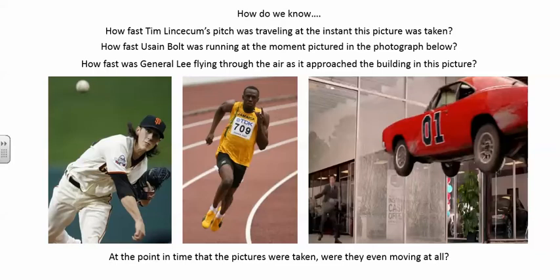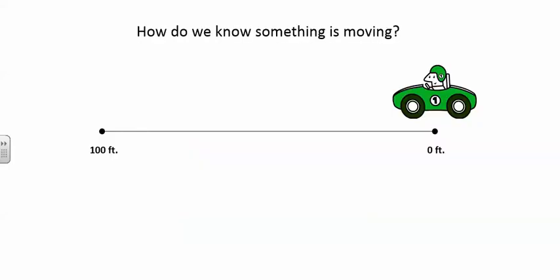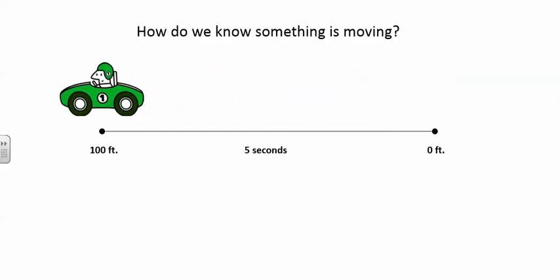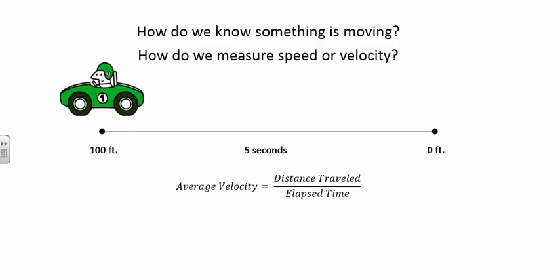To answer these questions, we need to establish a few principles from physics. How do we know something is moving? Quite simply, we can only know that an object is moving if it changes position. And how do we know how fast it was moving? Well, if the car traveled 100 feet in 5 seconds, we can only say that its average velocity over that period of time would be the ratio of distance traveled to elapsed time. In this case, 100 feet divided by 5 seconds, or 20 feet per second.